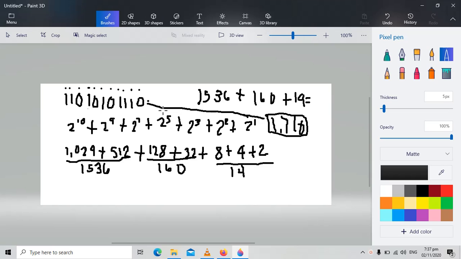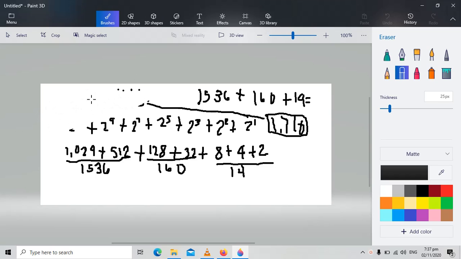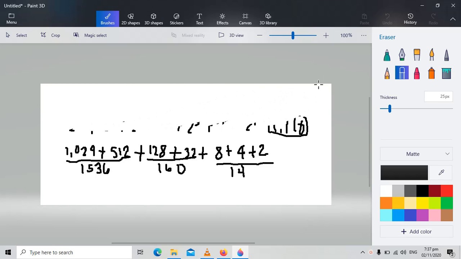We have the decimal number here, and we're gonna solve the last problem. This will be hard. The last problem will be hard.